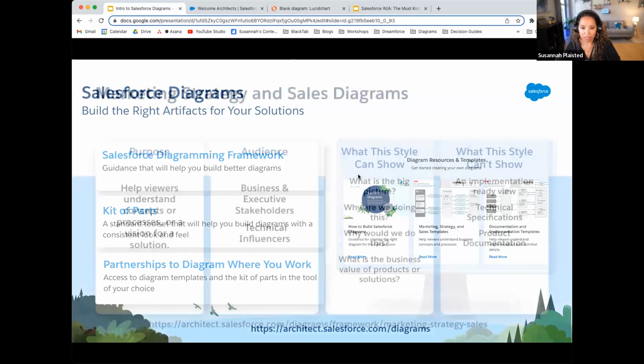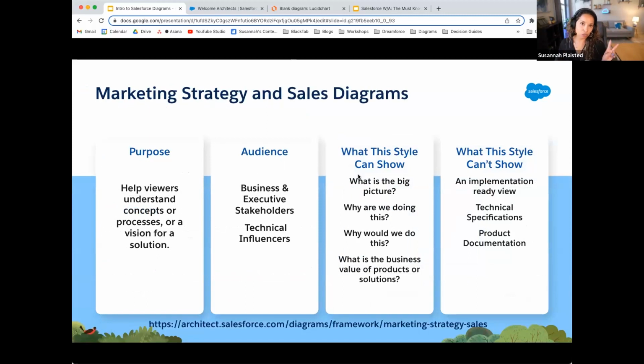Okay, so the diagramming framework, there are essentially two diagram styles. The first one is marketing, strategy, and sales diagrams. And these are really for those maybe non-technical folks. It's like the business stakeholders who need to know the high-level capabilities. And these types of diagrams show the big picture and sort of the why of why we're even talking about Salesforce or why we're talking about different pieces of technology. And as we saw from some of the examples in Matt's presentation, this style doesn't necessarily show an implementation ready view. You can't necessarily build something off of that great business capability map, but it definitely has its purpose.